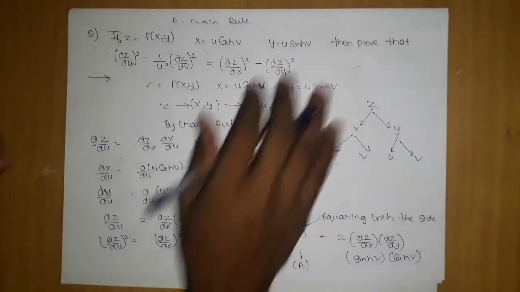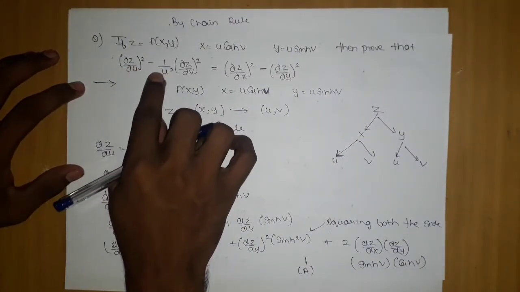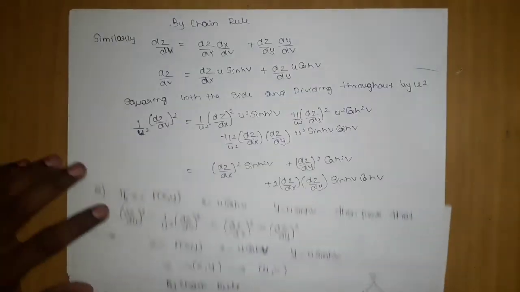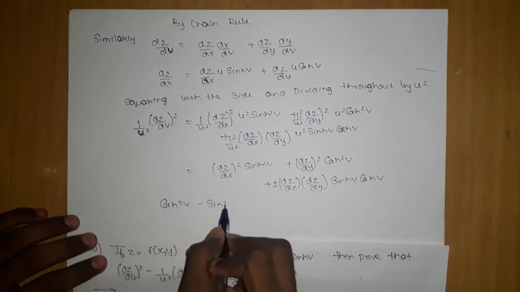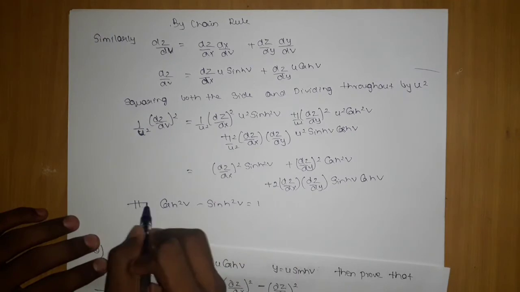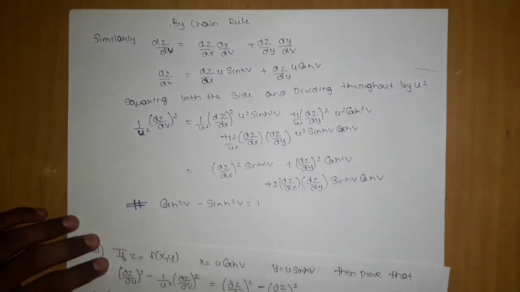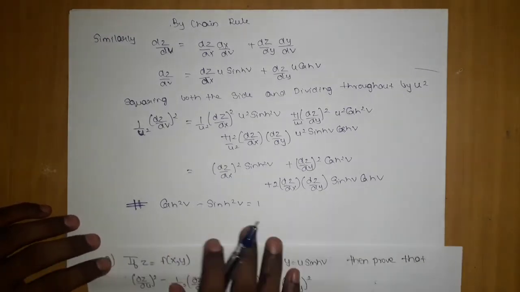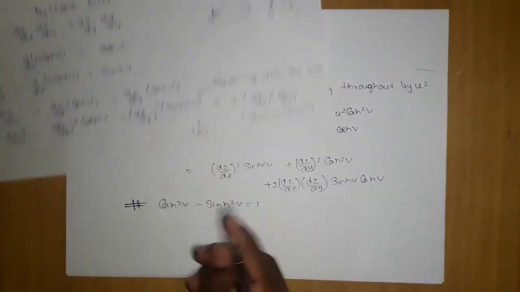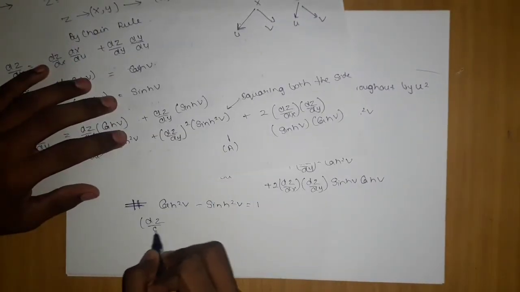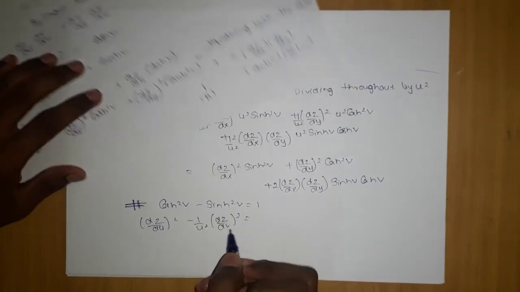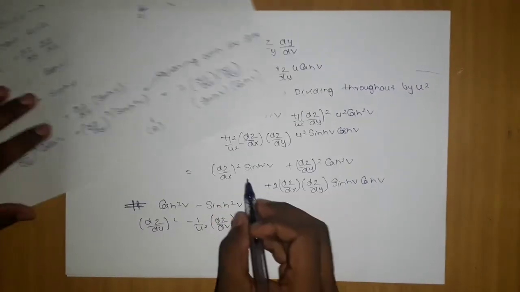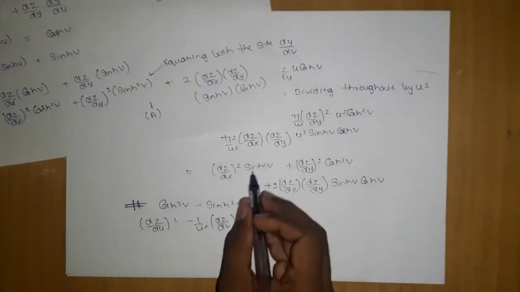Now you can see one thing: they have given dou z by dou u the whole square minus 1 by u square, dou z by dou v the whole square, a subtraction. And you should know this property, that cos h square v minus sin h square v is nothing but 1. It's a very important property, you should keep it in mind. The benefit of this property is that it becomes 1. So if you observe dou z by dou u the whole square minus 1 by u square, dou z by dou v the whole square, this thing will come here, and here you can see cos h square v minus sin h square v.